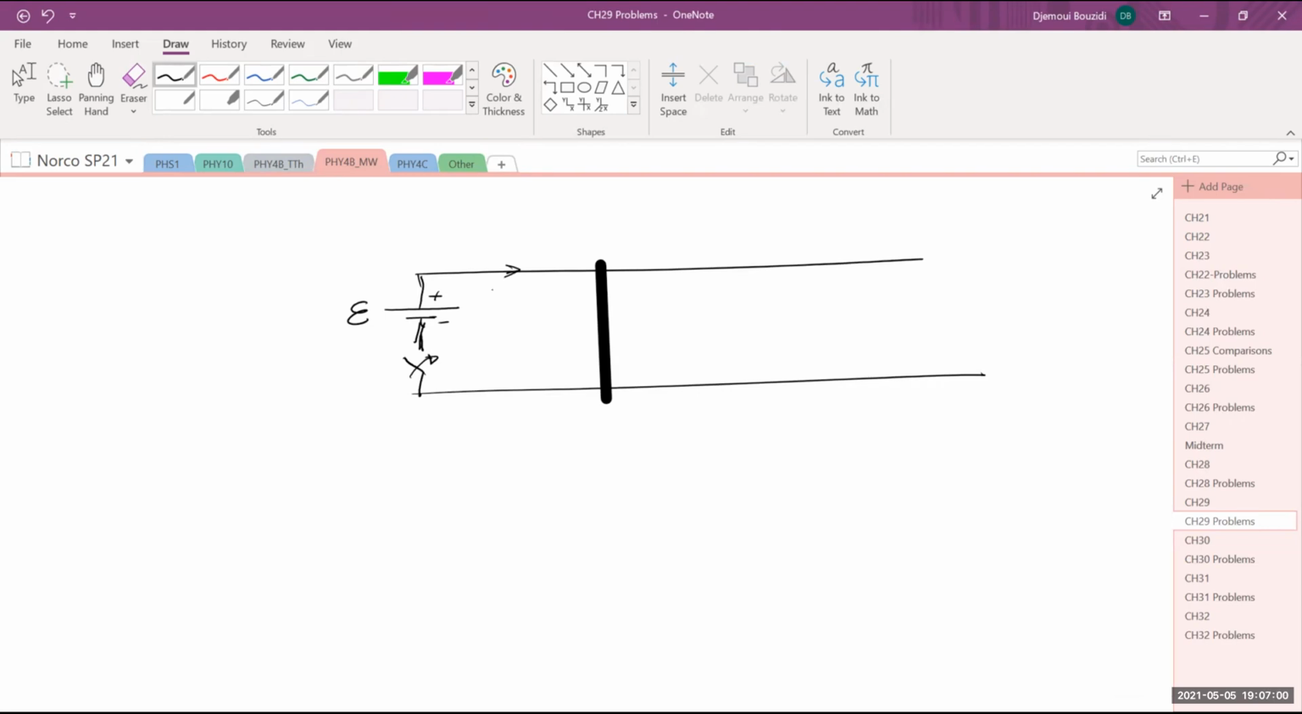So it's free to slide without friction on the horizontal rails. A uniform magnetic field of 2.4 Tesla. That's a very strong magnetic field, by the way, 2.4 Tesla. So let's draw the magnetic field. It's in the entire space in here.